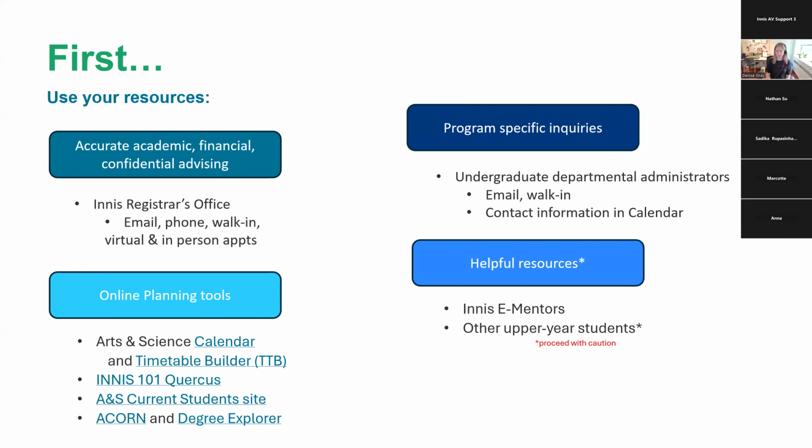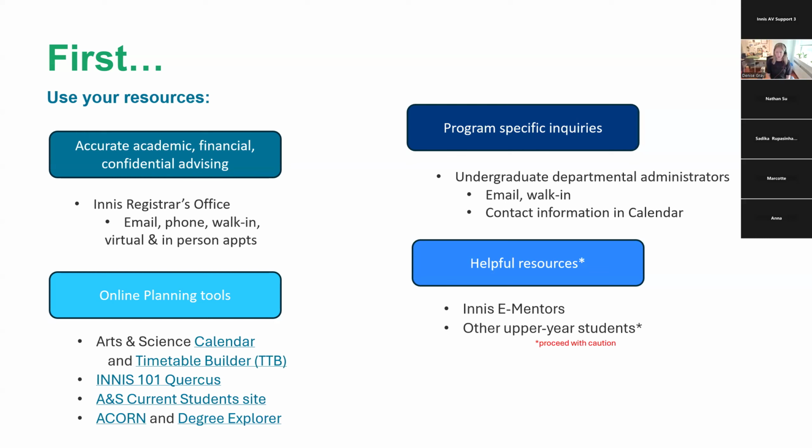For program specific inquiries, as I highlighted and mentioned a couple of times in my last session, there are departmental representatives who are keenly, keenly, is that the right word? Intimately familiar with the programs and courses that are available in their departments, and all of their contact information is in the Arts and Science calendar. And then other helpful resources, you'll be connected, I think, this week to your Innis Upper Year Student e-mentor. They're there and trained and ready to help you as well.